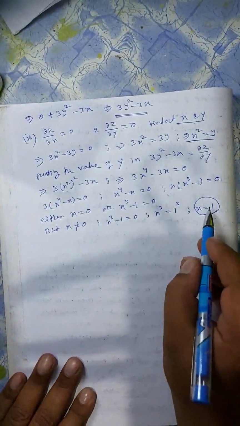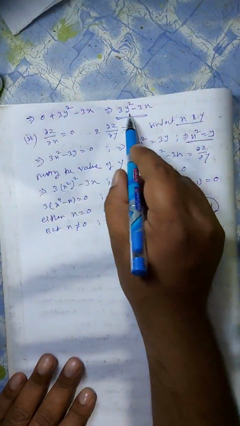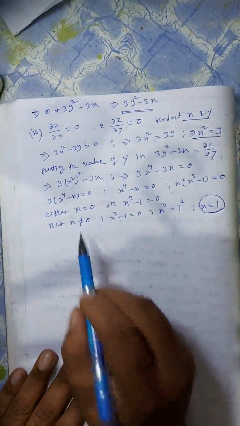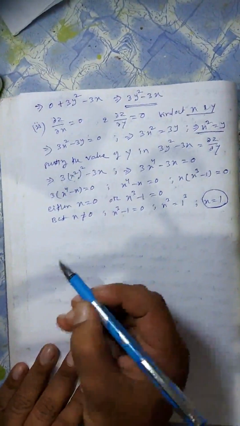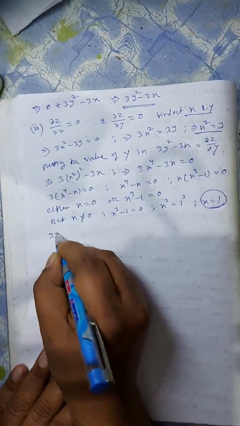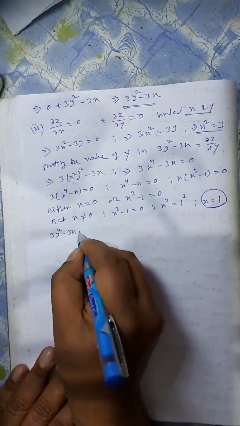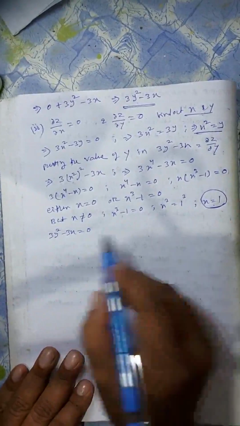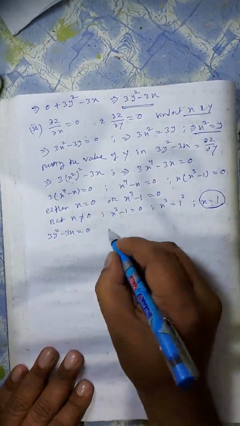Put this x value either in dou z by dou x or here, wherever. Here, 3y square minus 3x is equal to 0. Put the x value here, 1.